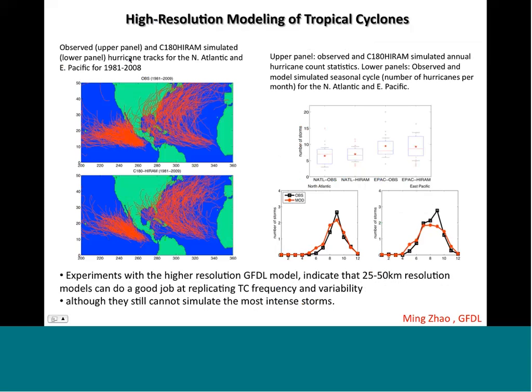So this is just some example results showing observational data here, similar to before, and then the C180 high-RAM model from GFDL showing a pretty good correspondence with the observations in terms of location, landfalling storms, and the actual frequency of those. And that is summarized over on the right in terms of the seasonal cycle of the frequency, so the number of storms over the seasonal cycle for the North Atlantic and the East Pacific, and you can see that they match up pretty well.